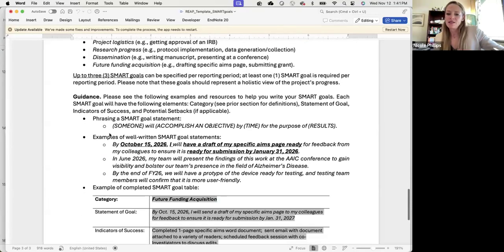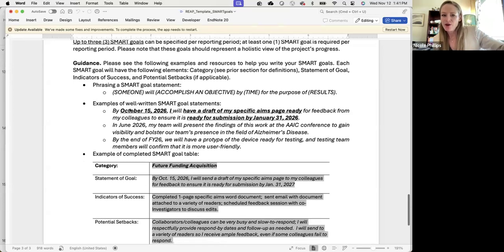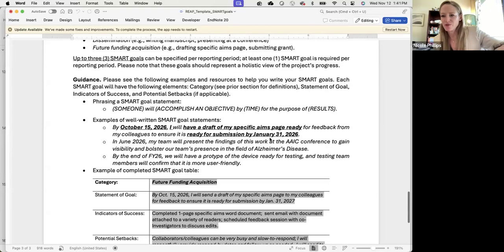Okay, this is the structure of a SMART goal statement. Someone will do something by some time for these results. So in one single line, you can pretty much capture the full spectrum of SMART, more or less. Here are some examples of well-written SMART goal statements. By October 15th, I will have a draft of my specific aims page ready for feedback from my colleagues to ensure it's ready for submission by January 31st.